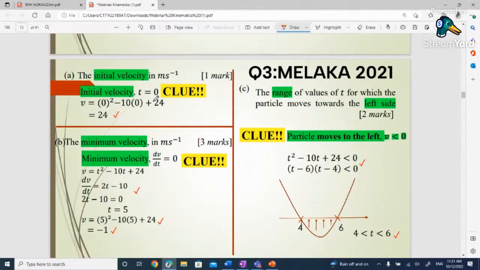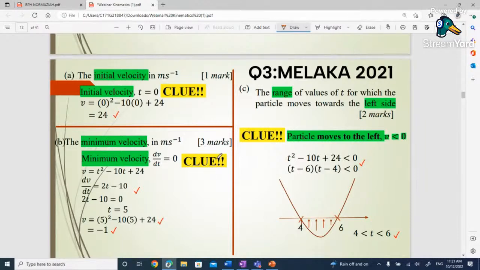Okay, B. What is the question? Dia kata minimum velocity. Remember what I told you earlier on. Kalau dia sebut maximum or minimum, in this case, for Melaka 2021, kita minimum. Kalau minimum, that means we differentiate. Nak differentiate apa? Dah nama dia minimum velocity. So we differentiate the velocity. Tapi tak habis kat situ. You have to equate to 0. So this is the clue.